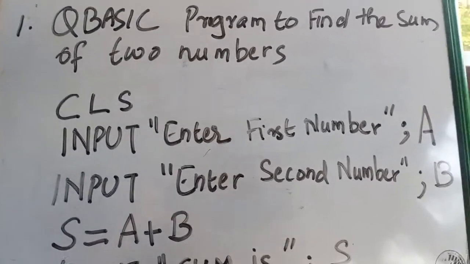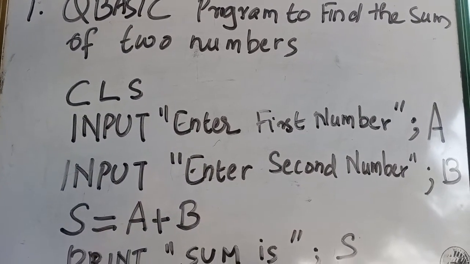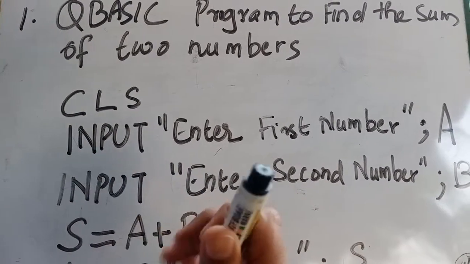See, the first line of code is CLS. Why are we using the CLS command? Yes, to clear the output screen. The second one is, see the syntax.